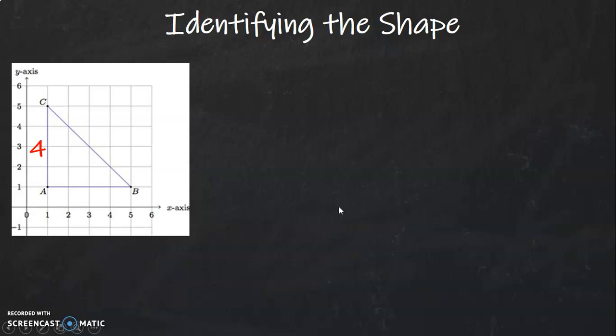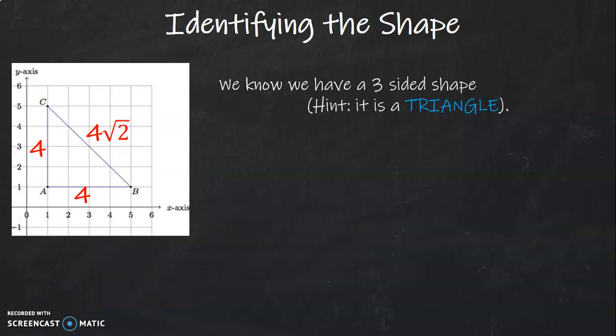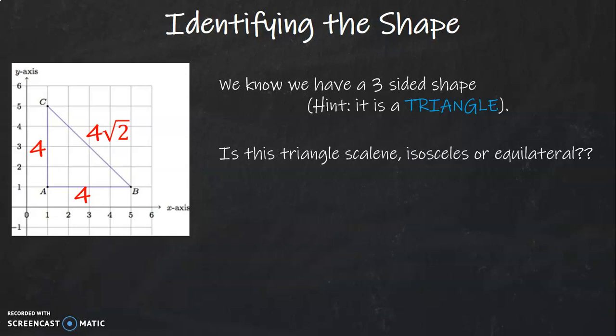Now we're going to identify our segment lengths on here so we can just go back and look at them. So I have AC is 4, AB is 4, and BC is 4 the square root of 2. We already figured that out from the last slide. So we know we have a three-sided shape. Big hint here, that's going to be a triangle. If you already figured that out, great job.